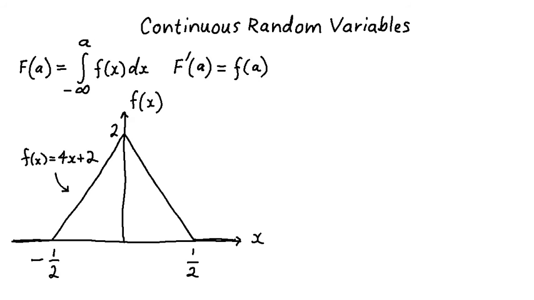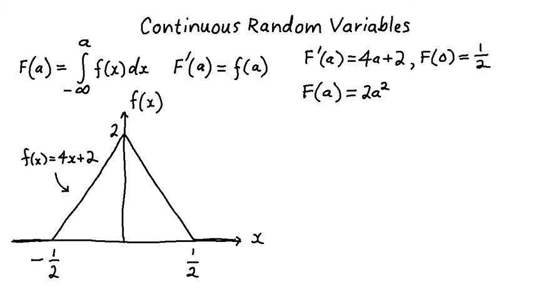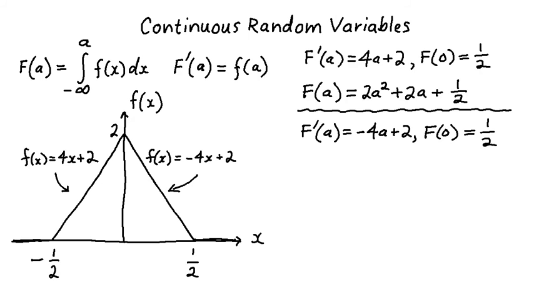This means the differential equation we want to study is this, to which we attach the condition F at 0 is equal to 1/2, since we just calculated that a second ago. We can easily solve this initial value problem to find this. Something similar happens on the interval from 0 to 1/2, but here the density function has slope -4 with vertical intercept 2. So now the initial value problem is this, which we solve to get this.